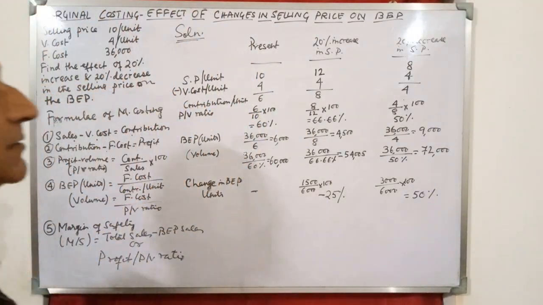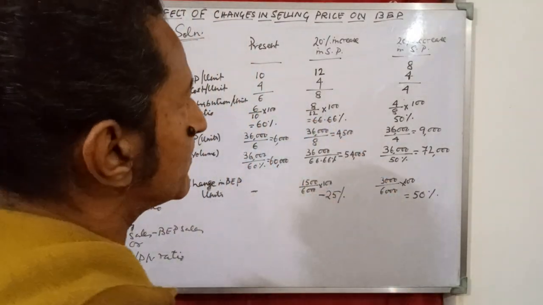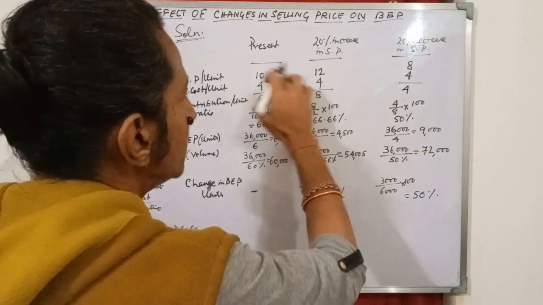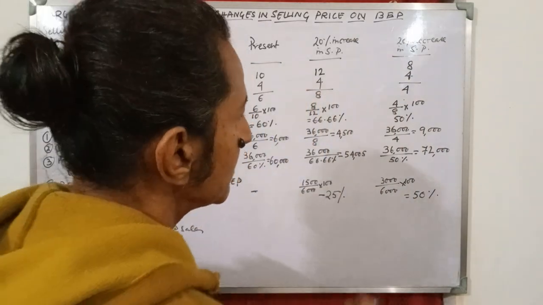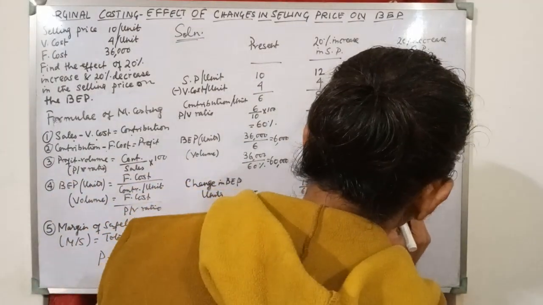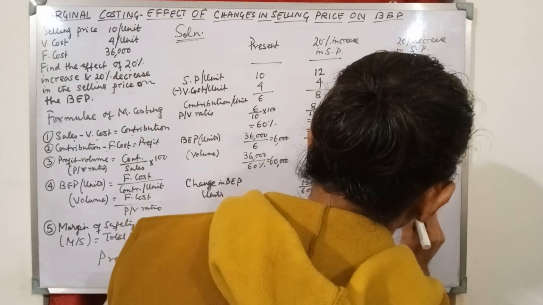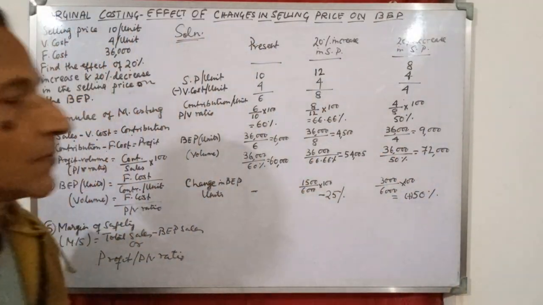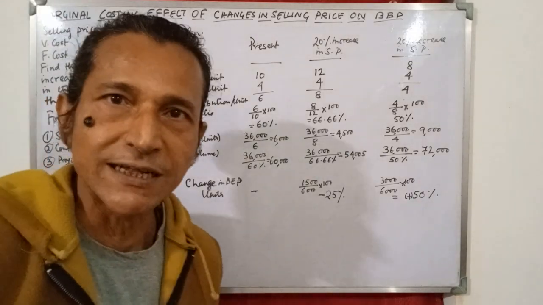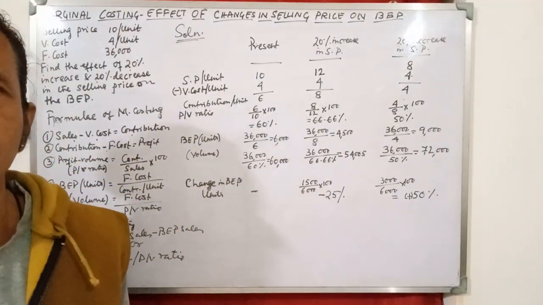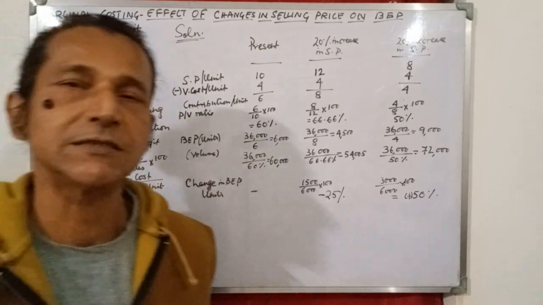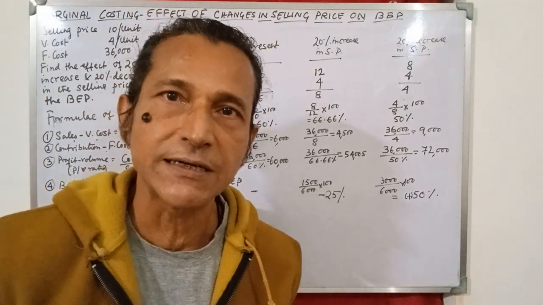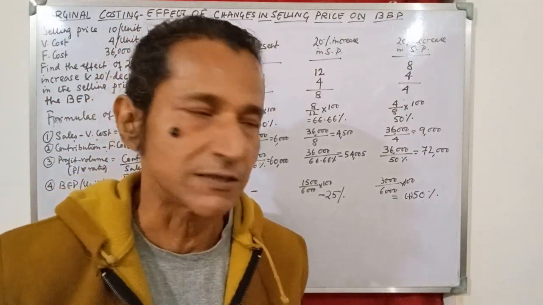And here, when the price is decreasing by 20% and it becomes 8 from 10, then BP is increasing by 50%. So this is plus 50%. So these are the changes in BP in terms of units when the selling price increases by 20% and decreases by 20%.